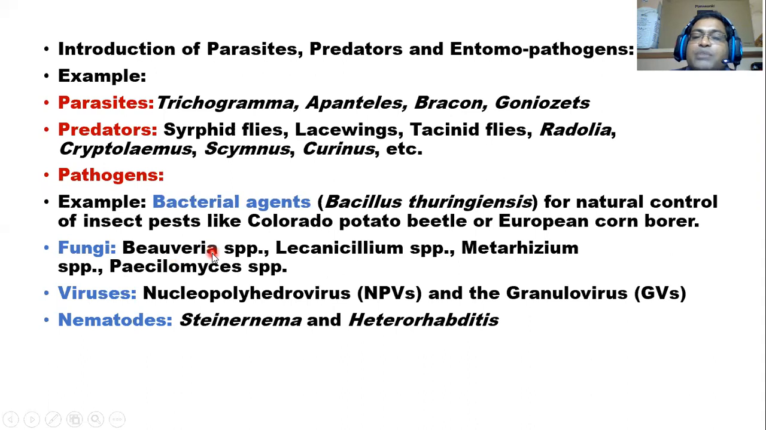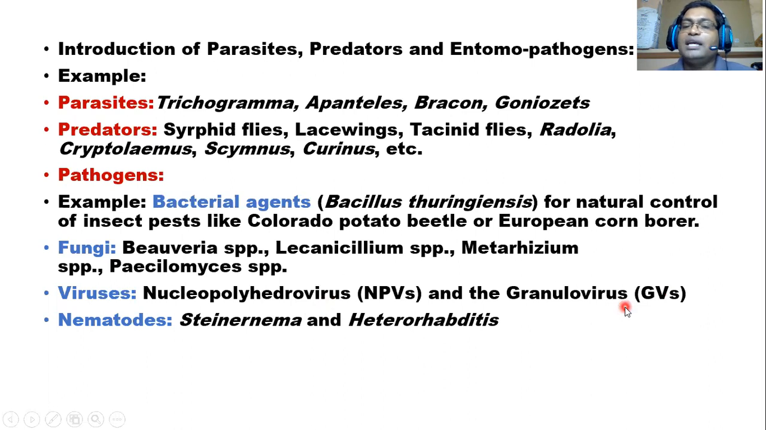This is Beauveria, we call white muscardine, green muscardine fungi. These are working very nicely. You can use even Basidiomyces for nematode control too. And viruses, NPVs and GVs, nucleopolyhedrosis virus and granulosis virus. These viruses create diseases in insect larvae, especially lepidopterans. If you are spraying these viruses, they will be inactive in the environment. If you spray on the leaves, they will be in inactive form. If the insect consumes them, they become active. NPVs are prominent, nucleopolyhedrosis virus.